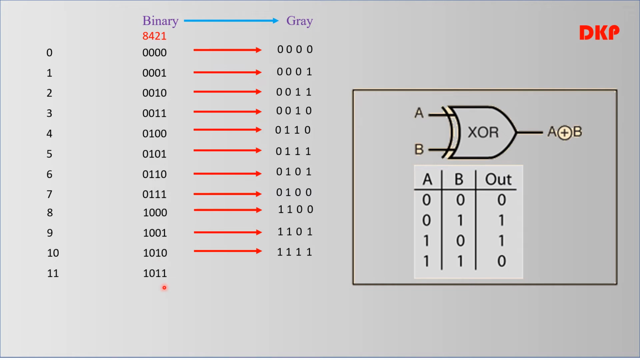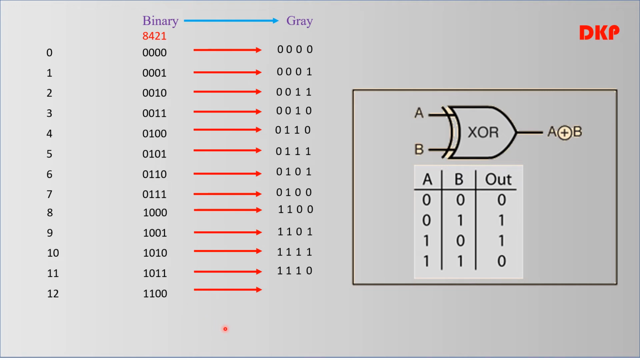Now for 11, first bit is written as it is. 1 XOR 0 is 1, 0 XOR 1 is 1, 1 XOR 1 is 0. Now for 12, first bit is written as it is. 1 XOR 1 is 0, 1 XOR 0 is 1, 0 XOR 0 is 0.